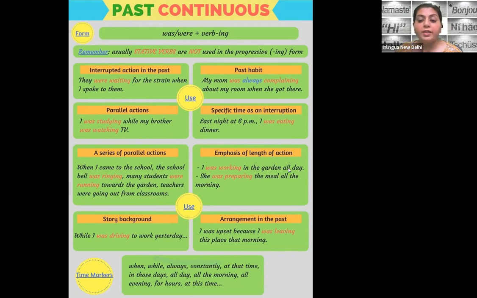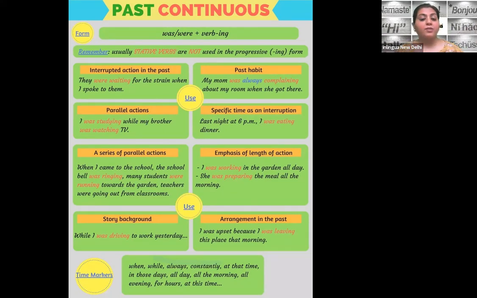I was working in the garden all day. Regular sentence. She was preparing the meal all the morning. All day, all the morning: length of action. Story background. When you give a story background, then also you can use past continuous.